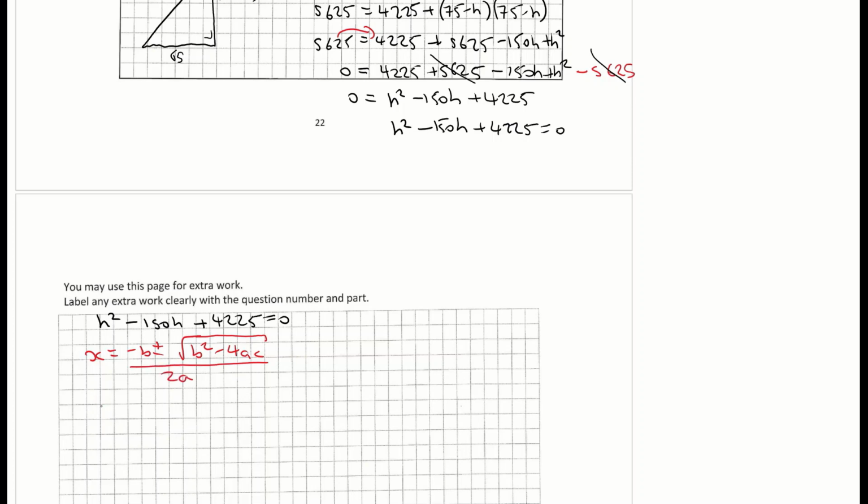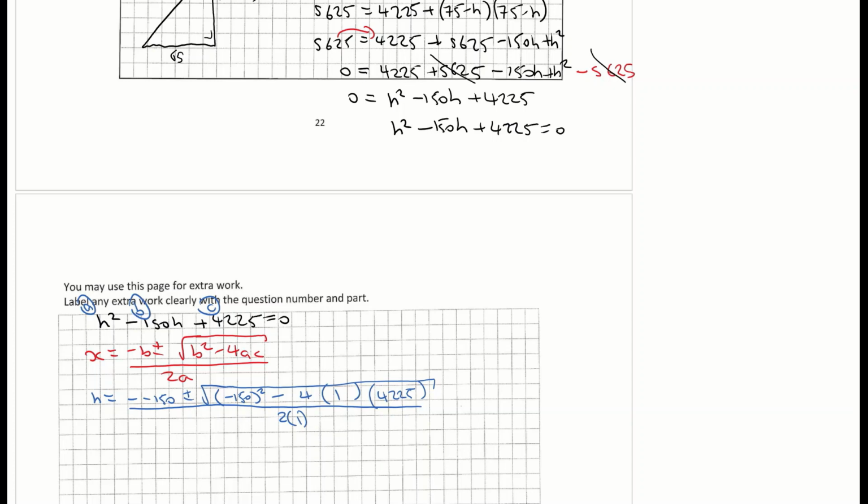My x in this question is going to be h. So that's going to be h is equal to minus b. So this is my a, this is my b, and this is my c. So minus 150 plus or minus the square root of b squared, again, minus 150 squared. Just make sure that goes into a bracket on your calculator because it won't do the two negatives. 4 times a, which is 1, times c, which is 4225. And that's in a square root all over 2 times a, 2 times 1.